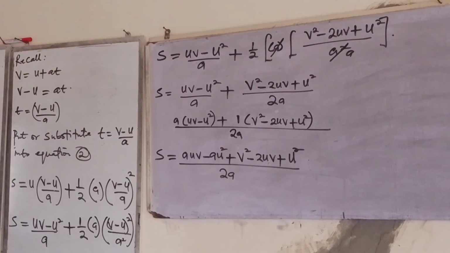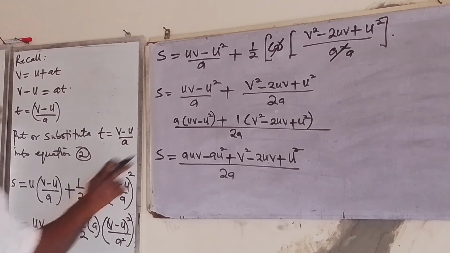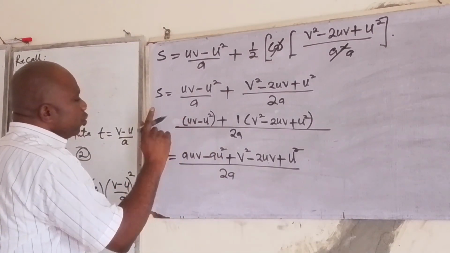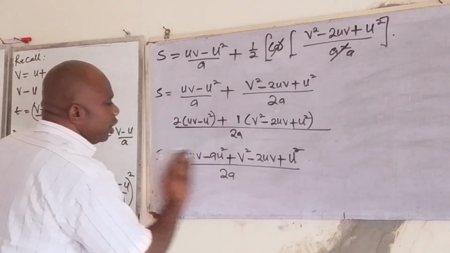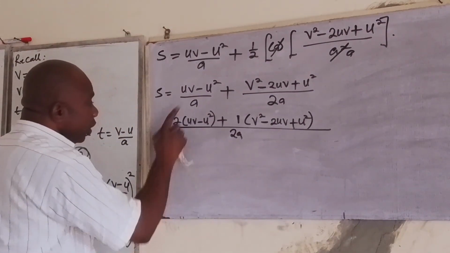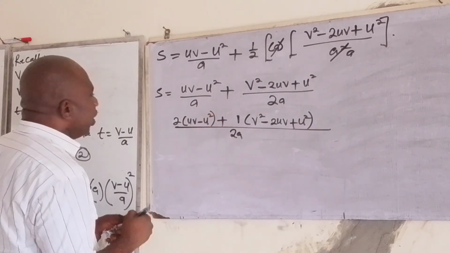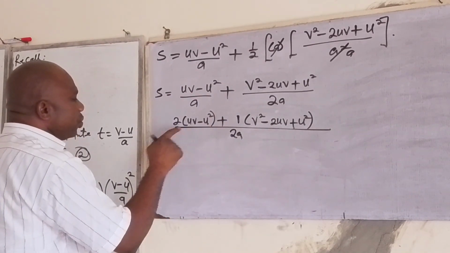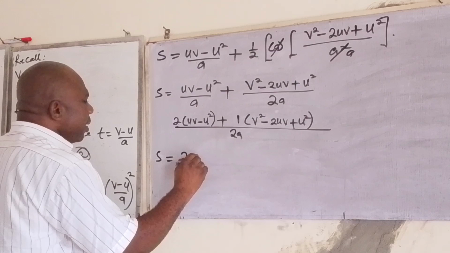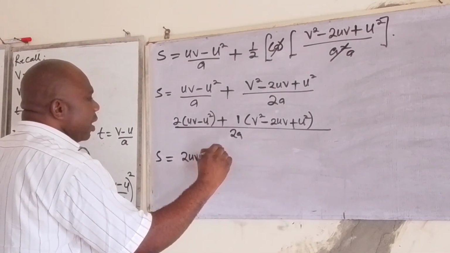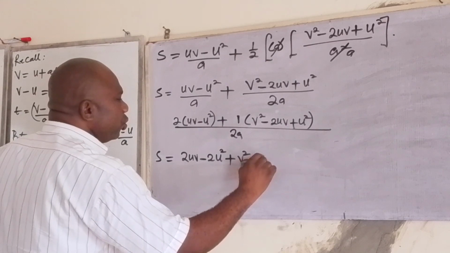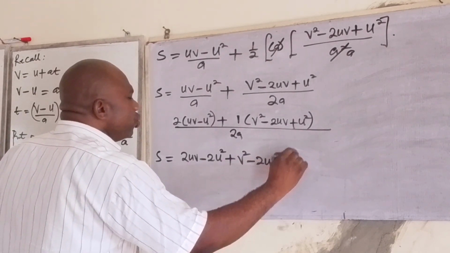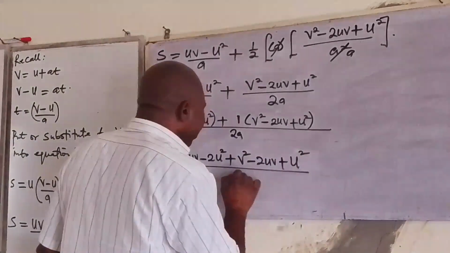Everything here all over 2a. Yes, all over 2a. Now please, sorry, I take it again. Sorry, a into 2a is 2, not a. Yes, a into 2a is 2. So 2 times this, our x will be equal to 2uv minus 2u squared plus v squared minus 2uv plus u squared all over 2a.